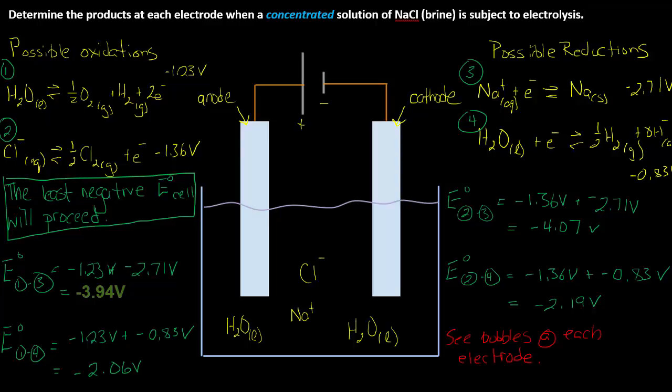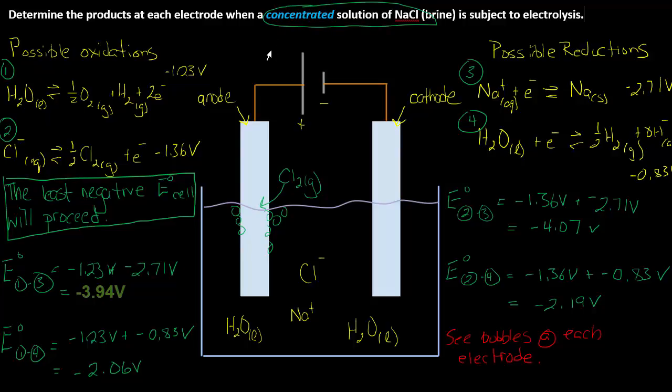All right, so determine the products at each electrode when a concentrated solution of sodium chloride, also known as brine, is subject to electrolysis. All of the math is the same. We see bubbles at each electrode, but if you look very carefully, you would notice that the bubbles at the anode, if you do this in the lab, are kind of a yellowy green color. This is chlorine gas.